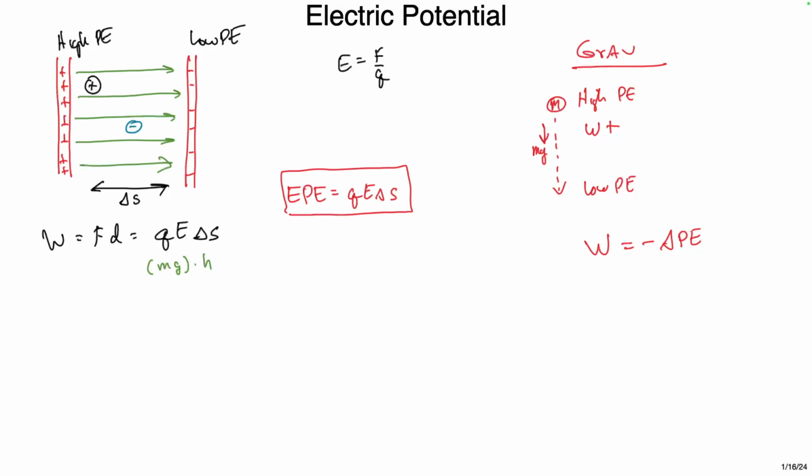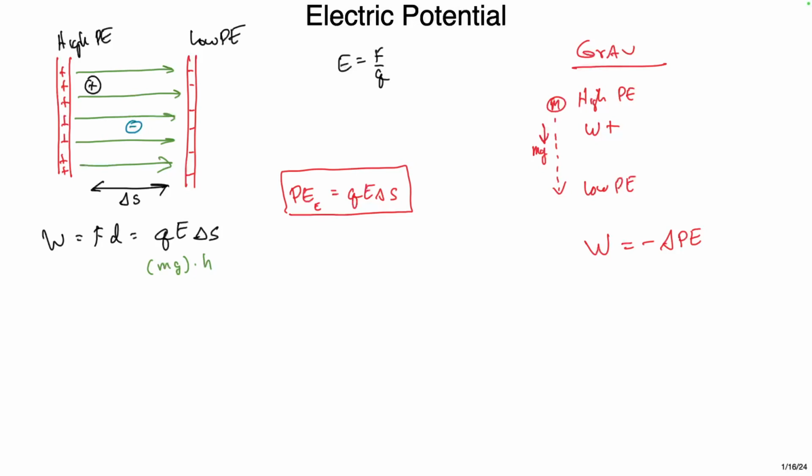Your book uses EPE. I don't like it. That's too many capital E's. I like P sub E, because that tells me it's potential energy, and then it's electric potential energy, okay? And that big E on the right-hand side, that is electric field, right? Again, too many capital E's flying around.